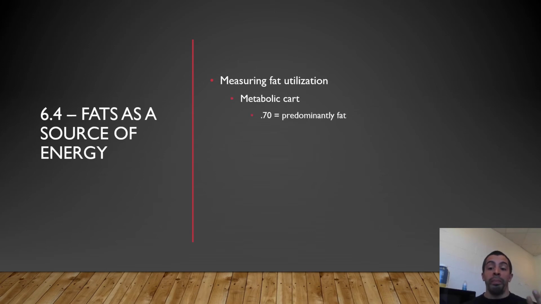The metabolic cart measures the gas exchange. And this measurement can give you what's called a respiratory exchange ratio. The respiratory exchange ratio is going to determine what we use for energy, or at least it's going to tell you what we're using for energy. So an RER of 0.70 or something close to it means we're using predominantly fat. As exercise intensity increases, your RER will increase. And finally, as we get closer to 1.0, we are using predominantly carbohydrates for energy.